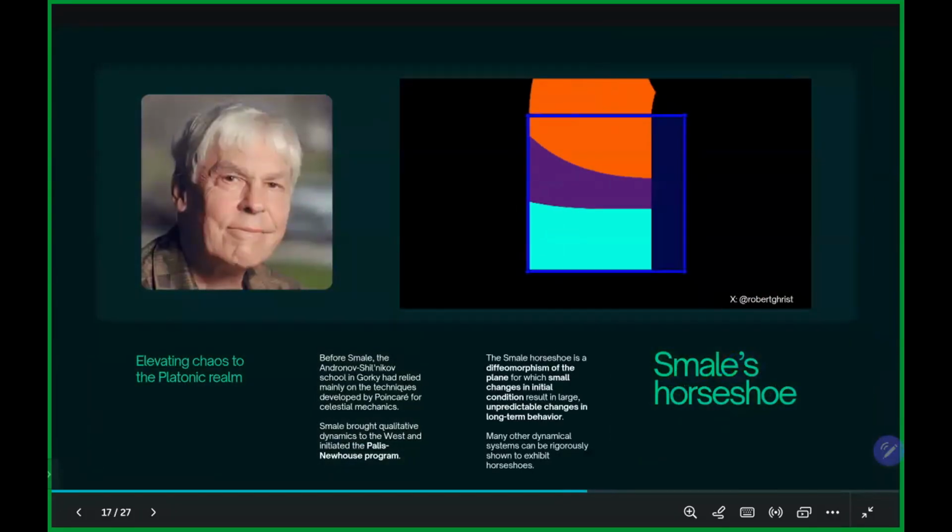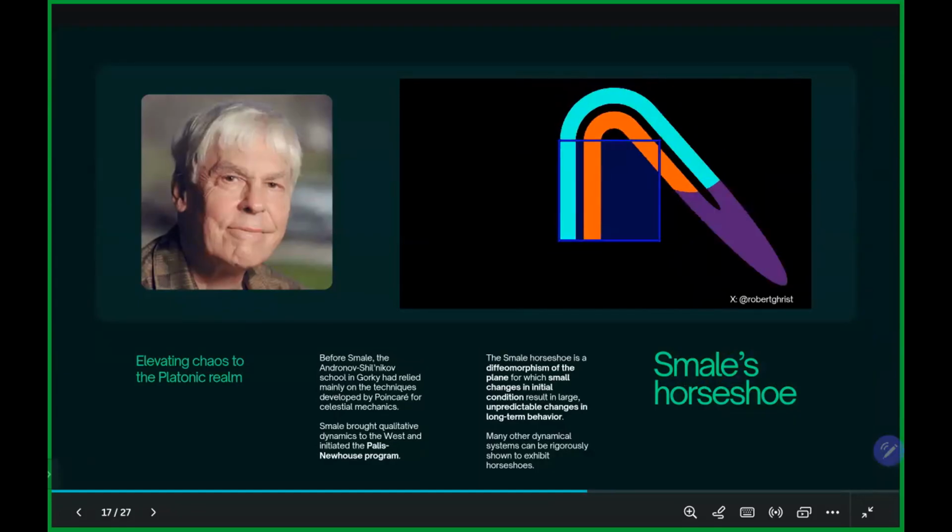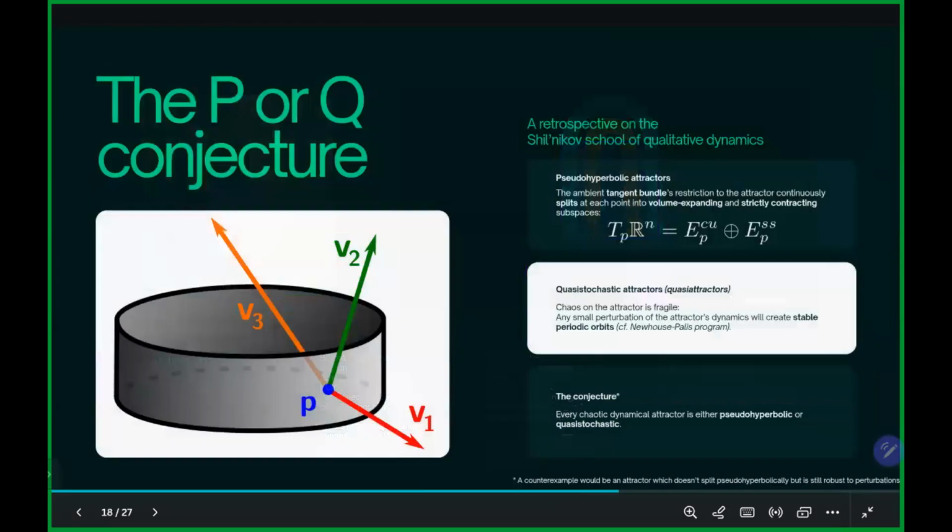All right. I may have to skip a few slides since the time's low, but let's see. Okay, I think I have 2 or 3 slides that are salient here. So the Shilnikov school in Russia put forward this conjecture that every attractor is either pseudo-hyperbolic or quasi-stochastic. If you're pseudo-hyperbolic, then you are robustly chaotic with respect to perturbations. So if you change the parameters a little bit, you're going to stay chaotic.